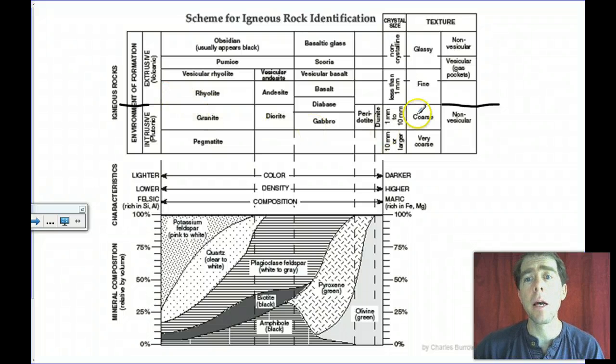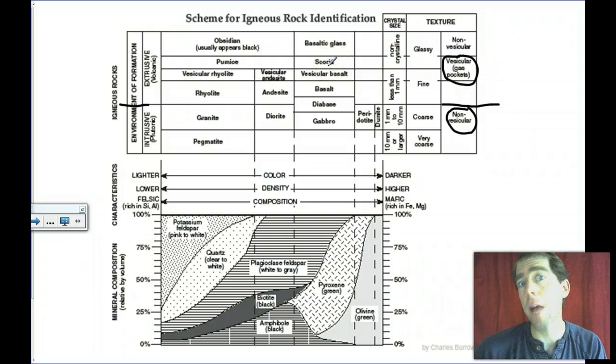The other thing is in terms of its texture, whether it has vesicular texture or not. If it has vesicular texture, if it has gas pockets, then it automatically has to be extrusive because it has to cool very quickly. And it's going to be in this row right here or in this row right here.